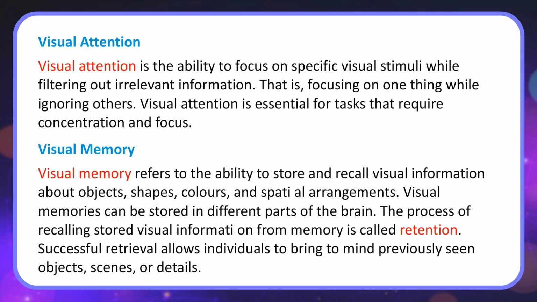Visual memory. Visual memory refers to the ability to store and recall visual information about objects, shapes, colors, and spatial arrangements. Visual memories can be stored in different parts of the brain. The process of recalling stored visual information from memory is called retention. Successful retrieval allows individuals to bring to mind previously seen objects, scenes, or details.